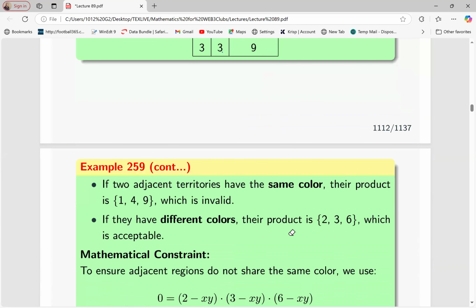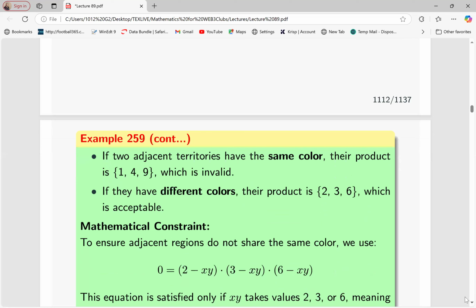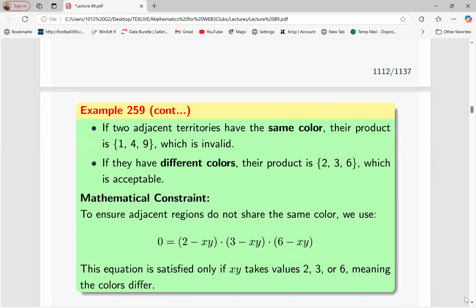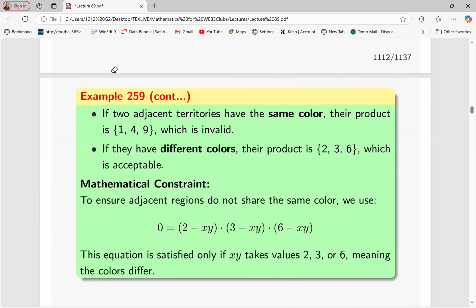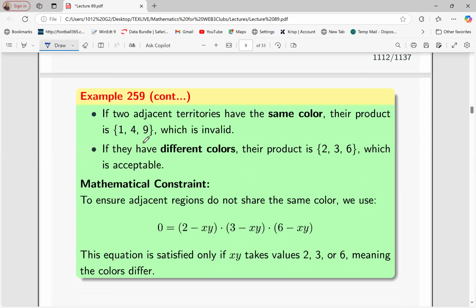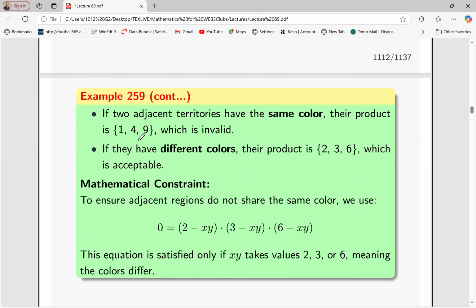Now, just a recap of what I've already talked about from that table. I've said that if two adjacent territories have the same color, their product will then be either 1, 4, or 9, and this product will be invalid. It will mean that we can never have those colors. We can never have two regions with the same colors. Now, if they have different colors, then their products will be 2, 3, and 6, as we saw from that table.